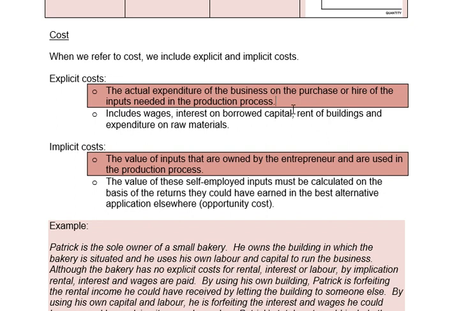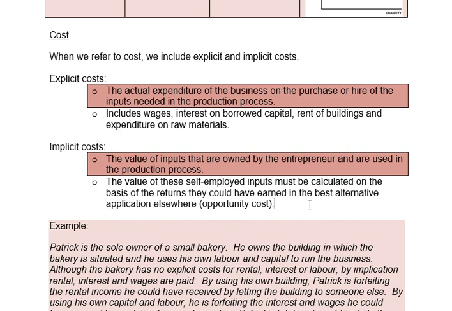So the business has paid the rent for the factory. The business bought raw materials. They wrote out a check. They paid their wages. All of these things are explicit costs, actual expenditures, things that physically really happened. There was a transaction and there's proof of that transaction. Those are explicit costs.